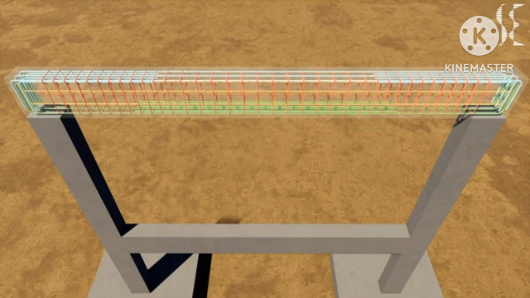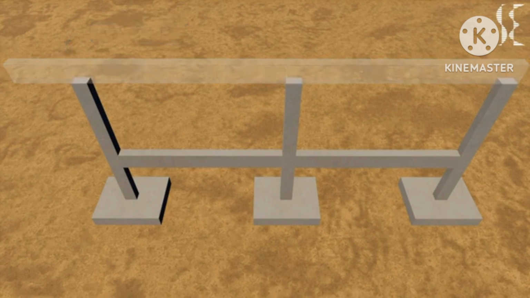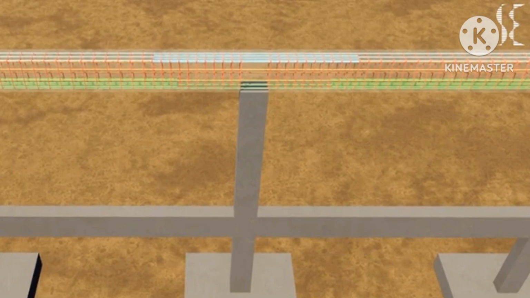Next we'll have a look at multi-span or continuous beam arrangement with a cantilever at the end. In a multi-span or continuous beam, we have a similar arrangement for bottom reinforcement, top reinforcement, side face reinforcement and stirrups as in a single span beam, except for the intermediate junctions where top and bottom reinforcement are extended into adjacent spans.